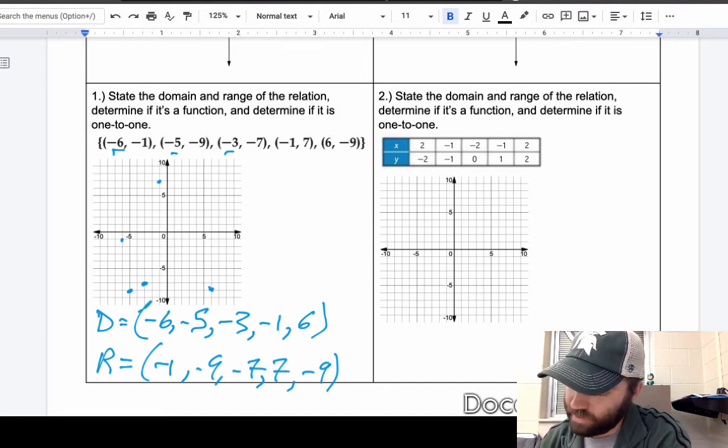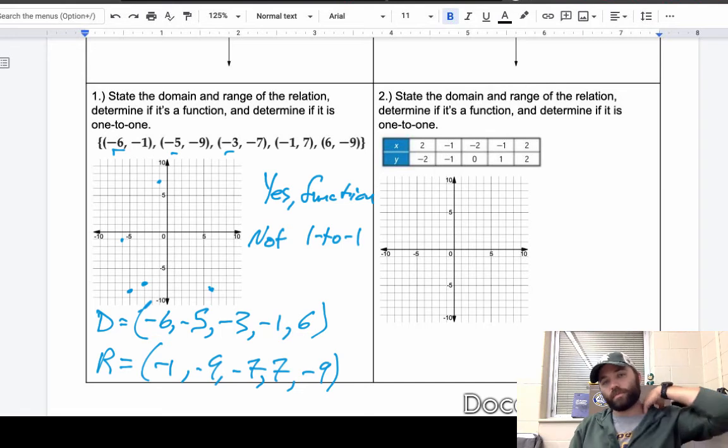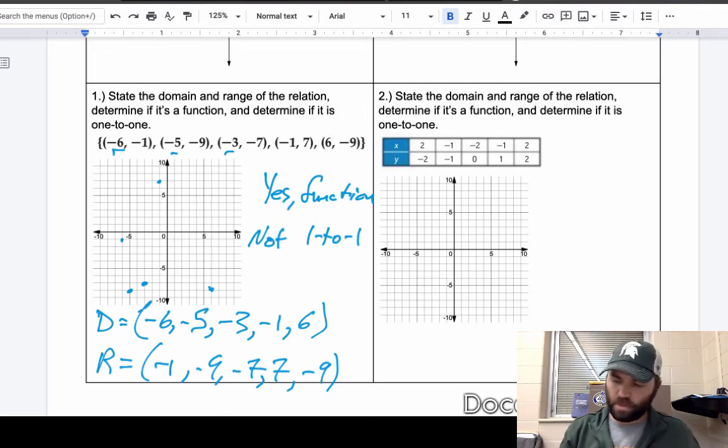So let's write that down. It is a function. So yes, function. It is not one-to-one. Okay, it's not a one-to-one function. So I really like going to the graph to analyze these. Again, you don't have to, but I think it is pretty helpful most of the time.